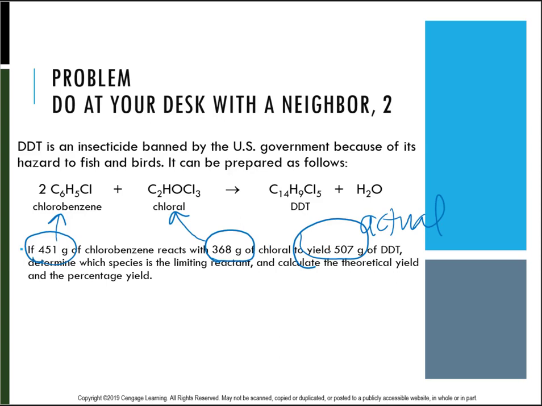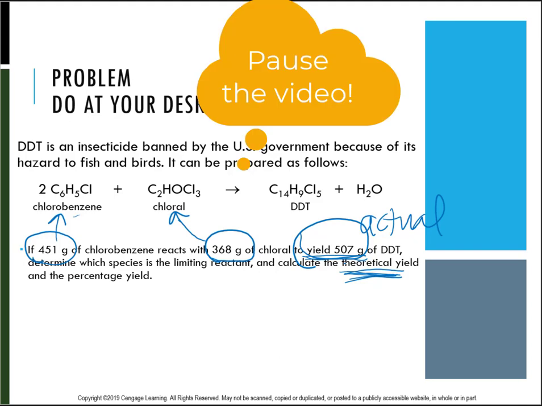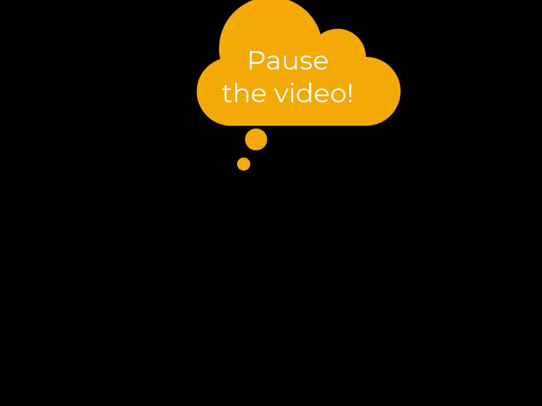We're told how much it actually made. Determine which species is the limiting reactant. Calculate the theoretical yield. So we need to figure out stoichiometry. How much could we get from both of these reactants theoretically? We're told how much we actually got. So then we can find our percent yield. Why don't you try to set it up?